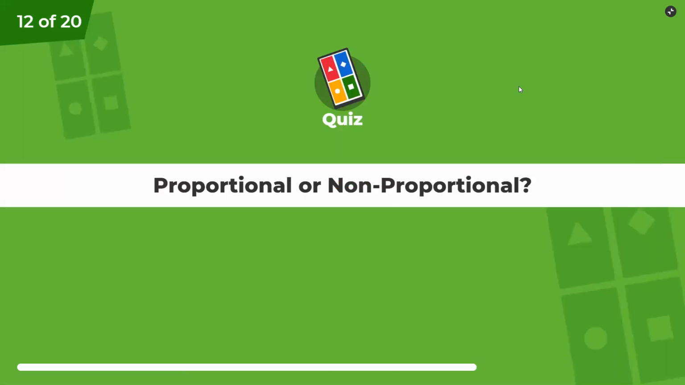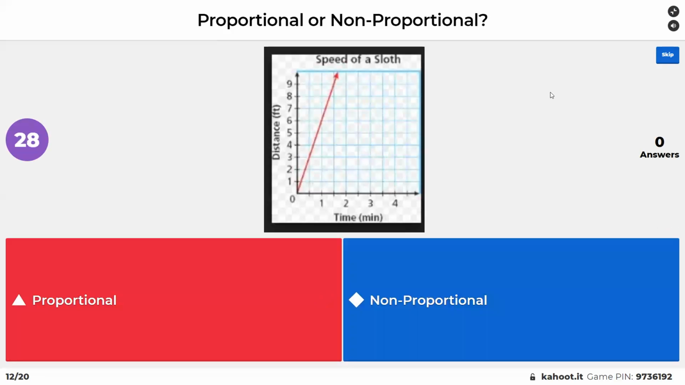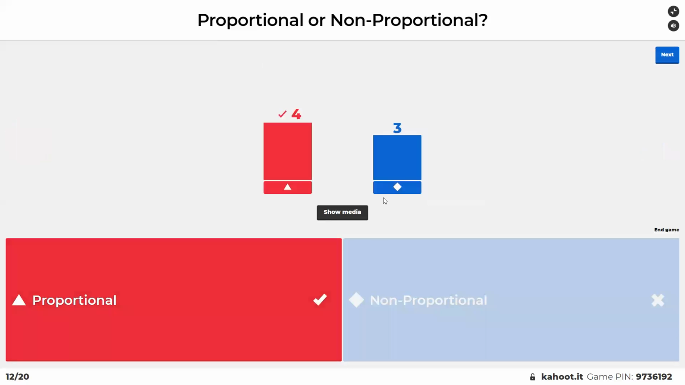Proportional or non-proportional? So is this a proportional graph or a non-proportional graph? Does that line go through the origin or not? All right, just to make sure we can get to all of them, good, so that's proportional.